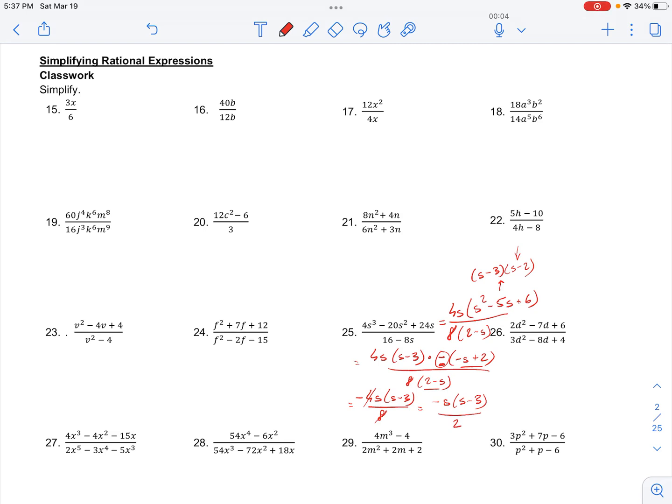So the term that I crossed out, we know that the denominator cannot be equal to 0. So we know that 2 minus s cannot be equal to 0. So s cannot equal 2 is our domain restriction for the simplified expression.